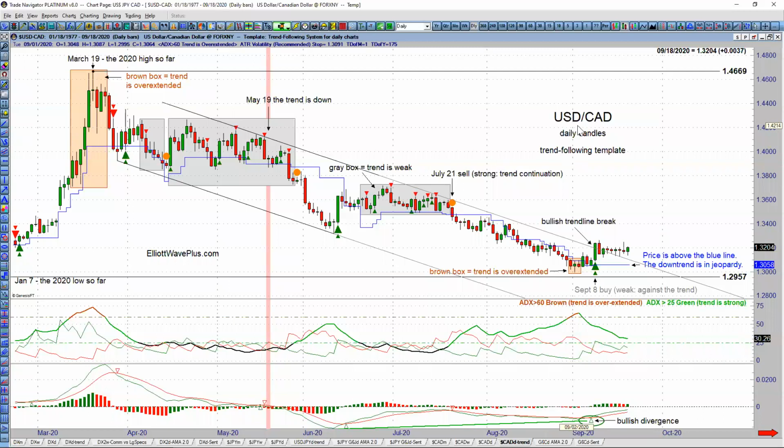Also looking bullish is the USD CAD on the trend following chart. It has broken up out of the channel. It's above the ATR. That is theoretically a bullish trend line break, and we'll see if we get the follow through to the upside. I think that's what's going to happen.